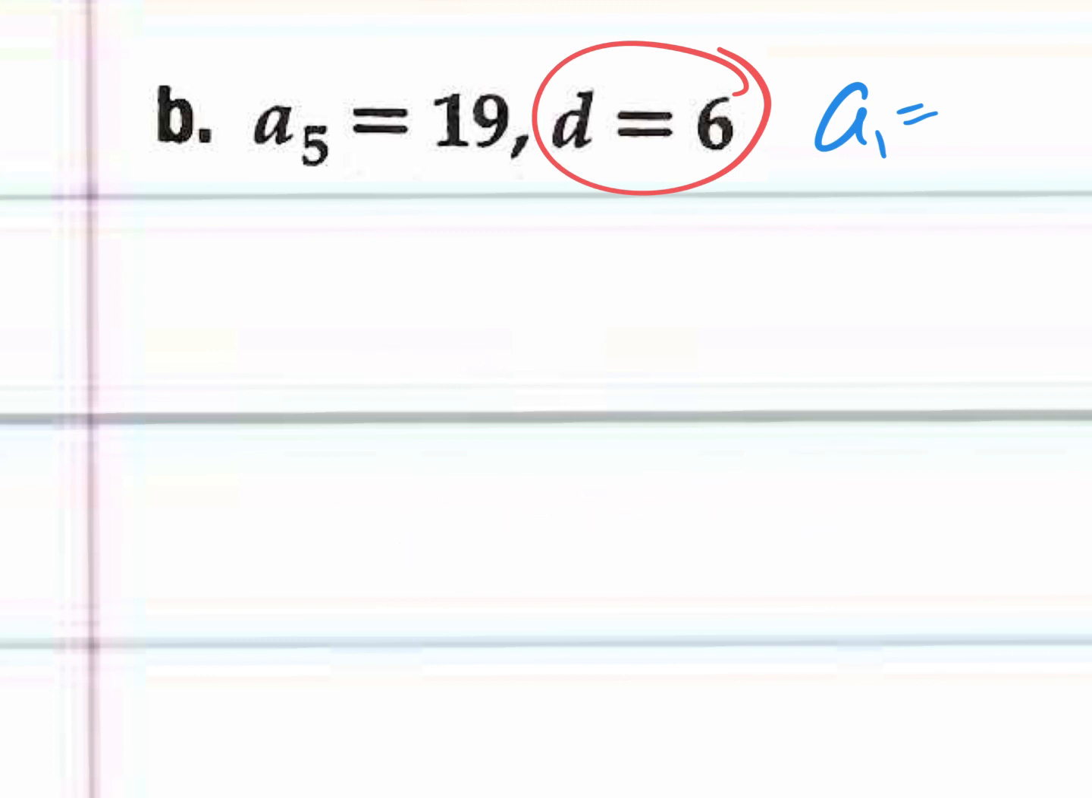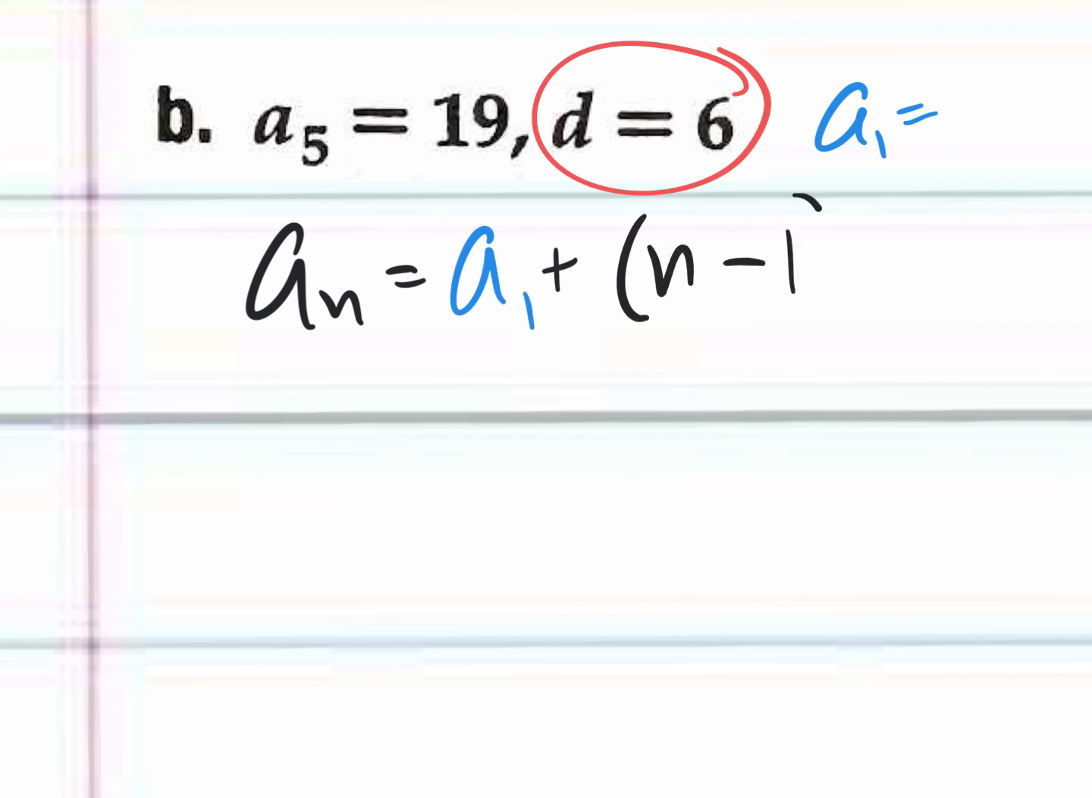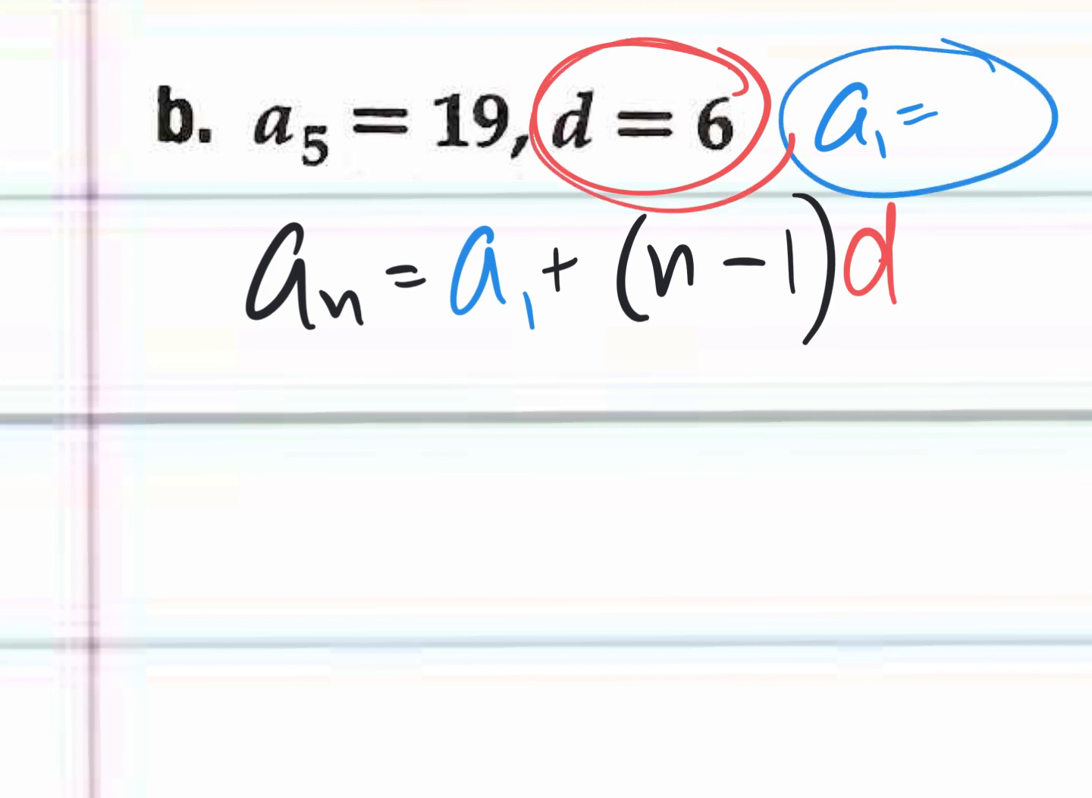We want the a sub nth rule. So let's first start by writing down the a sub nth rule for this arithmetic sequence. A sub n equals a sub 1 plus parenthesis n minus 1 times that common difference d. And let's plug in what we know to find out what we don't know. Again, like you guys said, we need the first term, which we don't have. And we need a common difference, which we do have. But they also give us something else. They give us a sub 5 is 19.